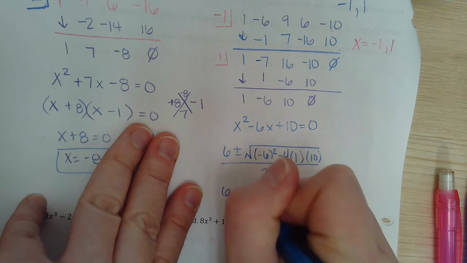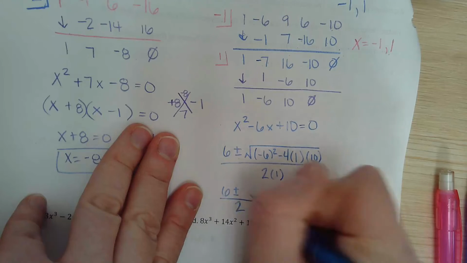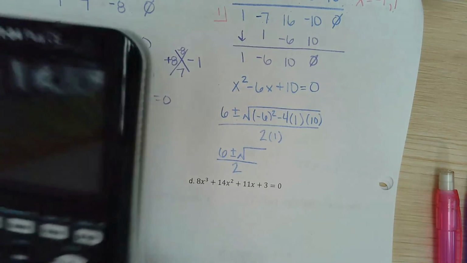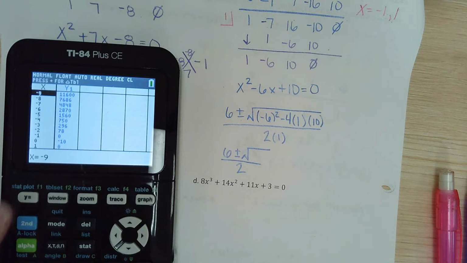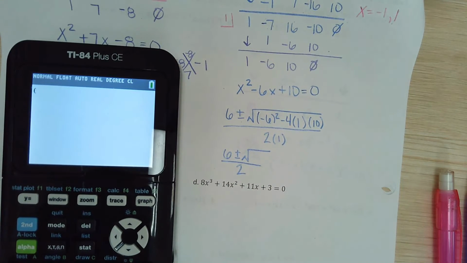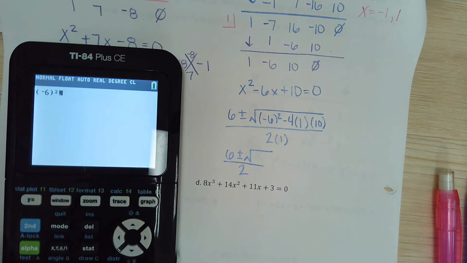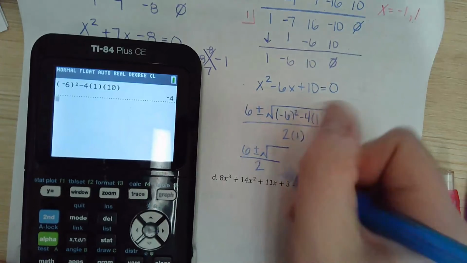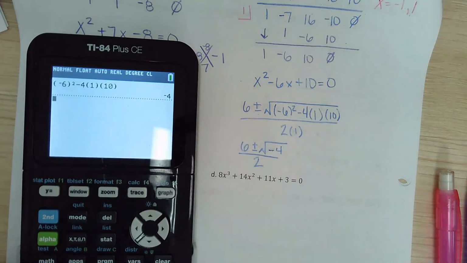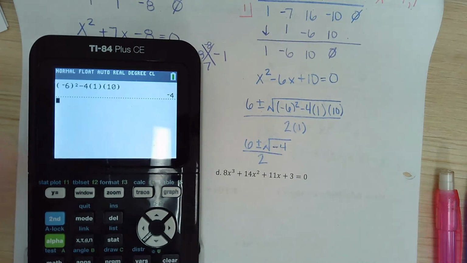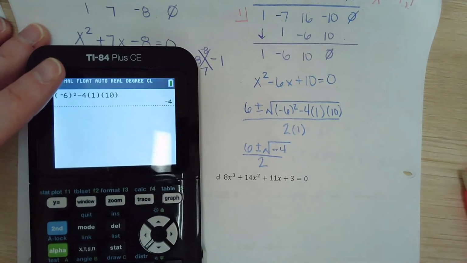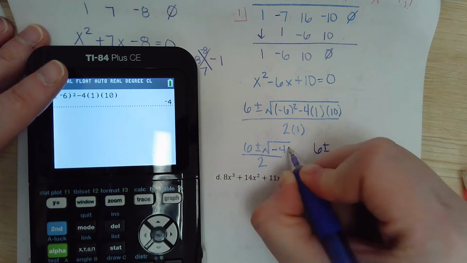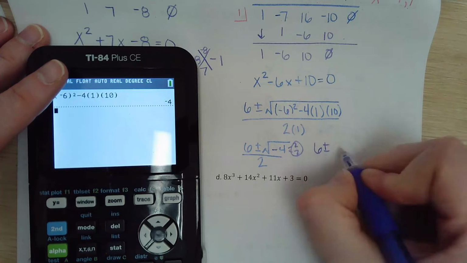So I'm going to get 6 plus or minus something over 2, and whatever the square root is, which I'm going to put in my calculator because I cannot do math in my head today. So negative 6 squared minus 4 times 1 times 10, and I get negative 4. Since that's negative, I know my answer is going to have an i in it. So I got 6 plus or minus, and the square root of 4, if you don't know it, is 2i.